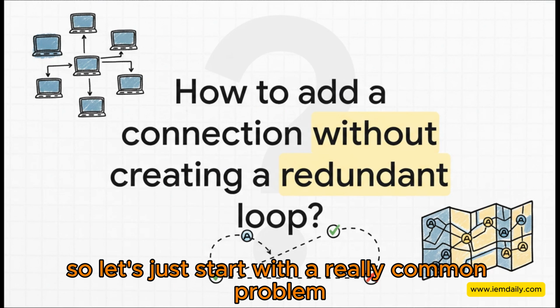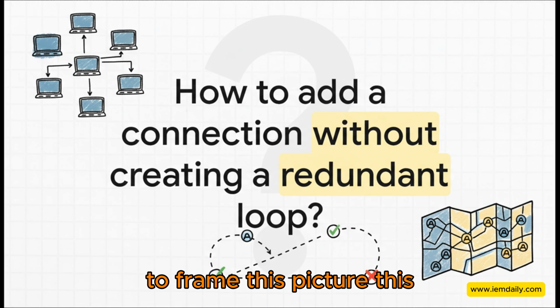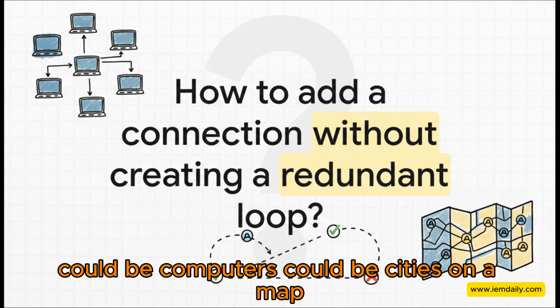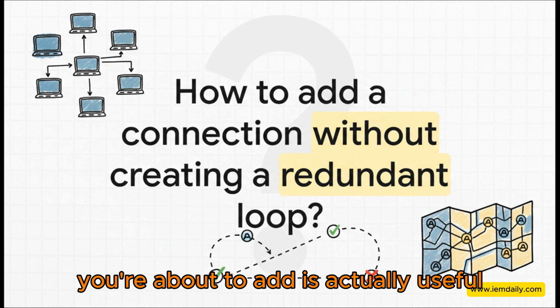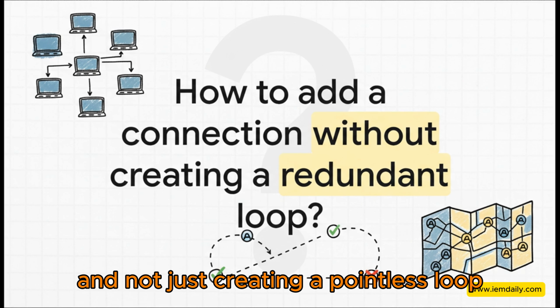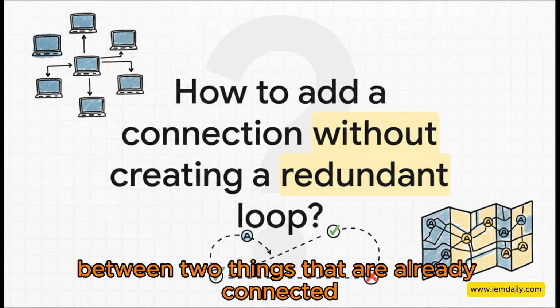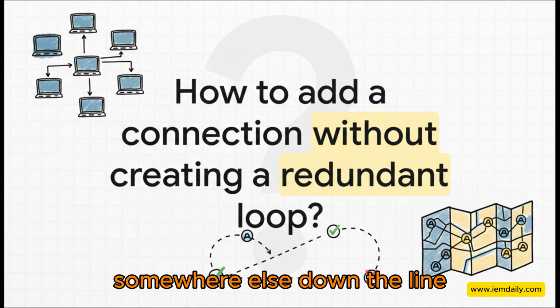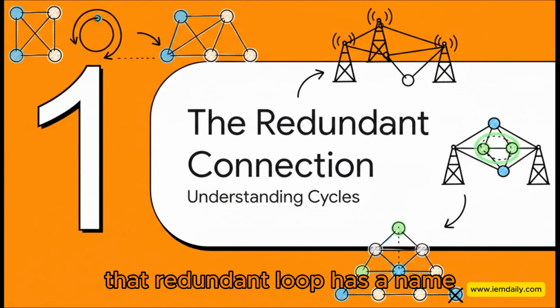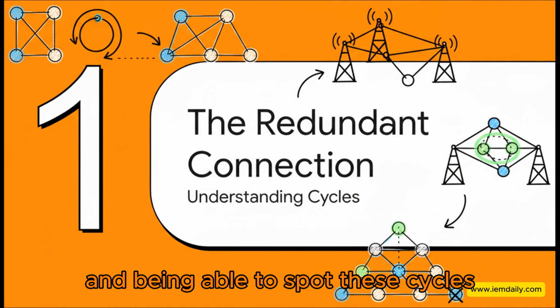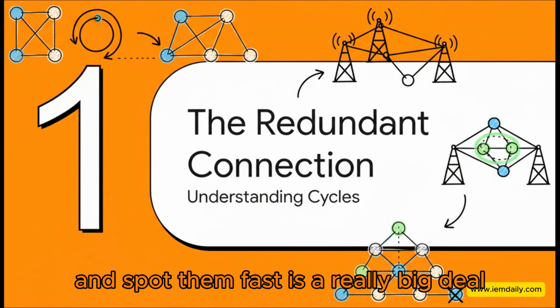So let's just start with a really common problem to frame this. Picture this. You're building a network. Could be computers, could be cities on a map, doesn't matter. You're adding connections, one by one. How can you be sure that the new connection you're about to add is actually useful and not just creating a pointless loop between two things that are already connected somewhere else down the line? In the world of graph theory, that redundant loop has a name. It's called a cycle. And being able to spot these cycles, and spot them fast, is a really big deal.